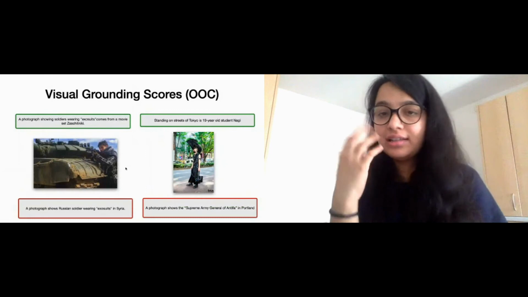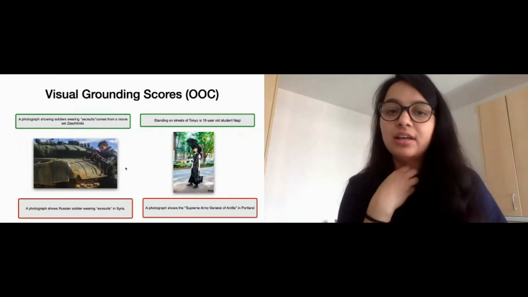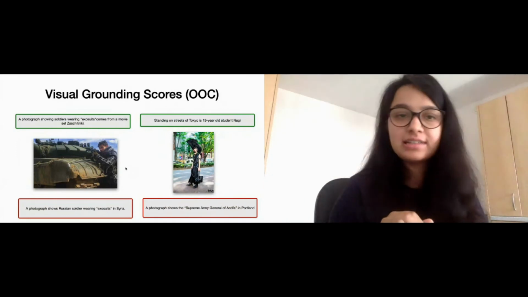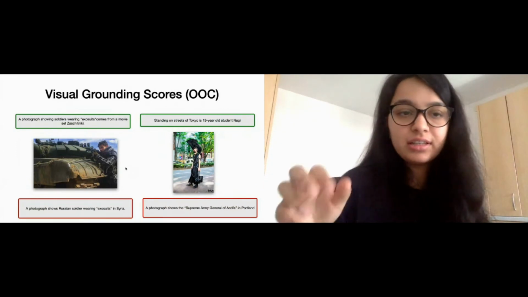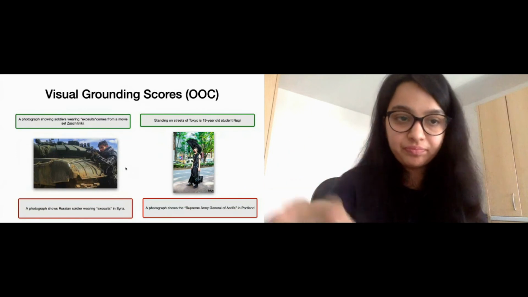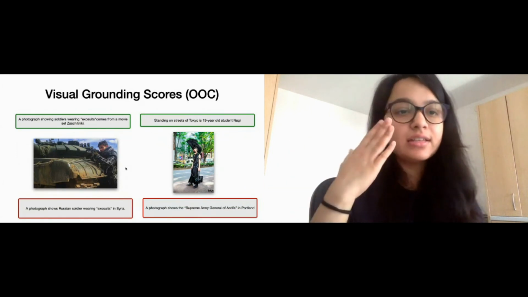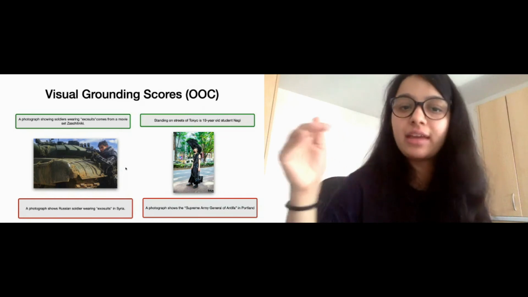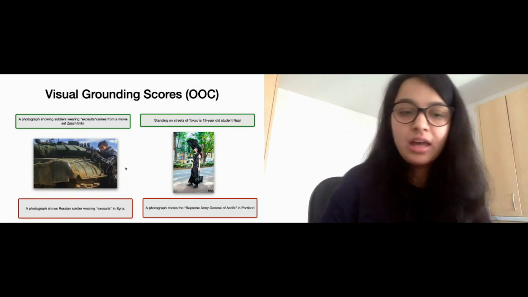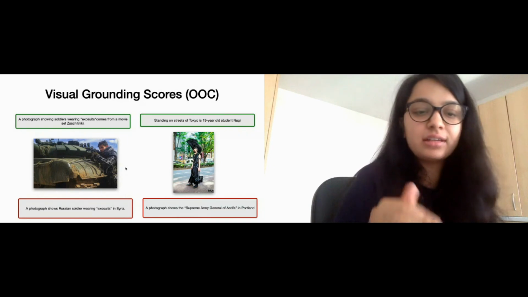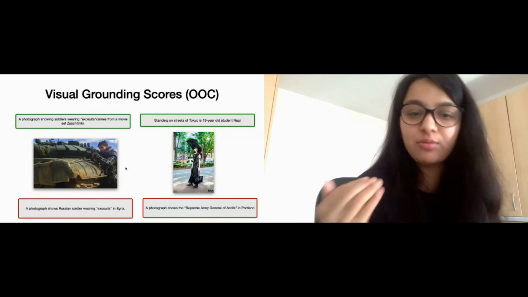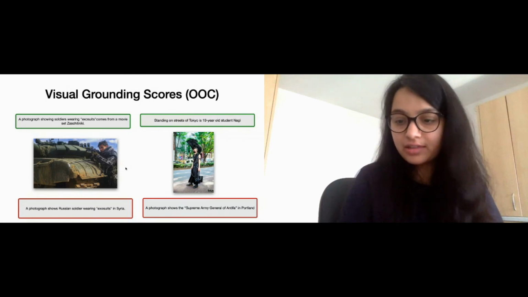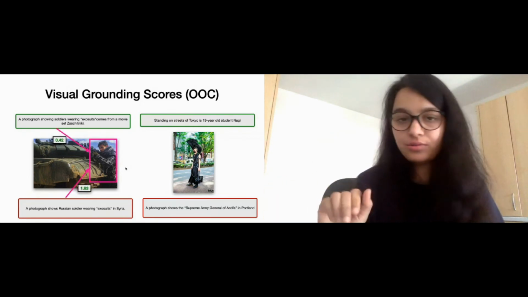And then these are the examples where I'm showing how images are actually used as misinformation. In the image in the center, in reality, this is a photograph showing soldiers wearing exosuits, and this is from a movie. And the bottom caption says that a photograph shows Russian soldiers wearing exosuits in Syria. So both of them are talking about soldiers wearing exosuits, and both of them correspond to this person.